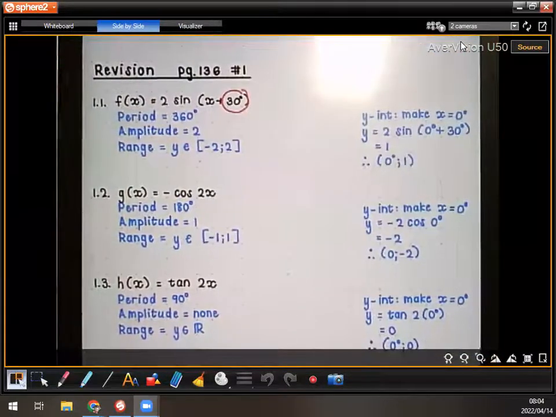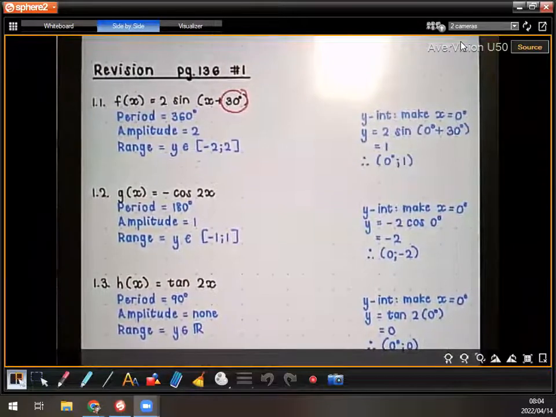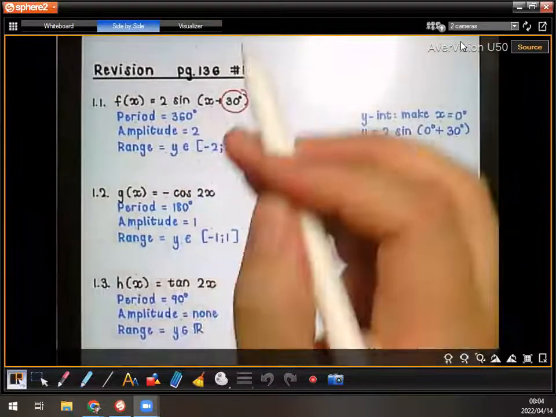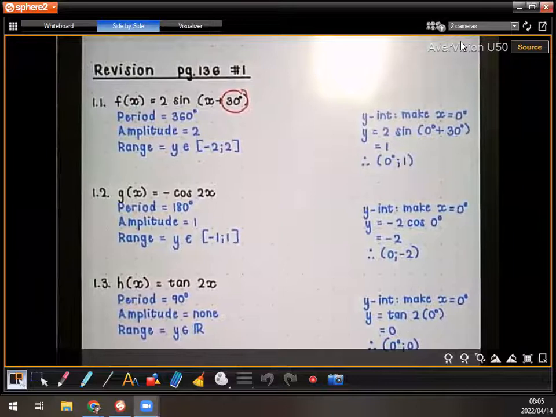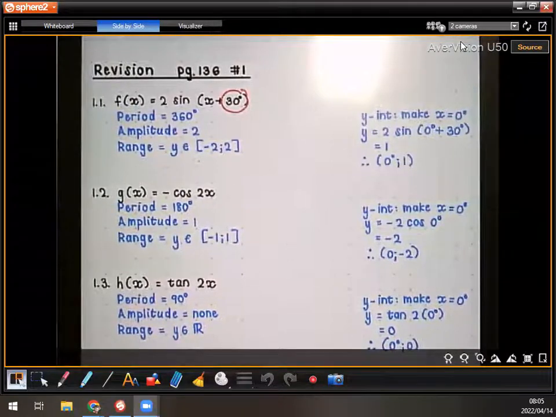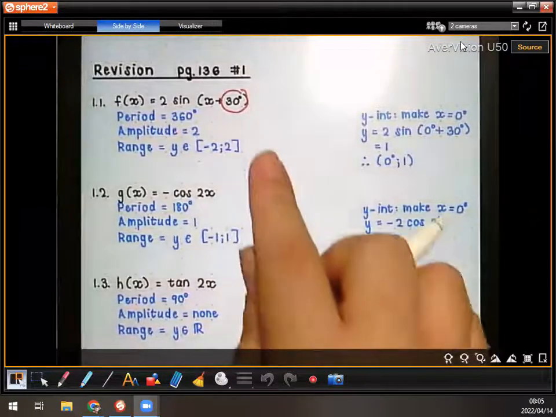What does that mean? That means that the graph is moving 30 degrees to the left. So the original starting point, where does the sine graph normally start? If you go from 0 to 360, you normally draw it from the origin. I'm supposed to know this, the basic graph. You're supposed to know that sine starts at 0, goes up to 1, down to -1, and back to 0. Those are the basics. You have to know that.